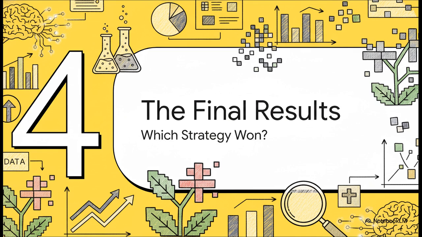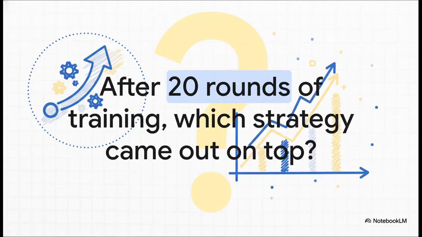Okay, the moment of truth. The experiment has been run, the models are trained, it's time to see what happened. Which one of these 4 strategies actually created the smartest digital botanist? So each model was trained for 20 rounds. They're called epochs in the biz. Let's see how things shook out over the course of that training.